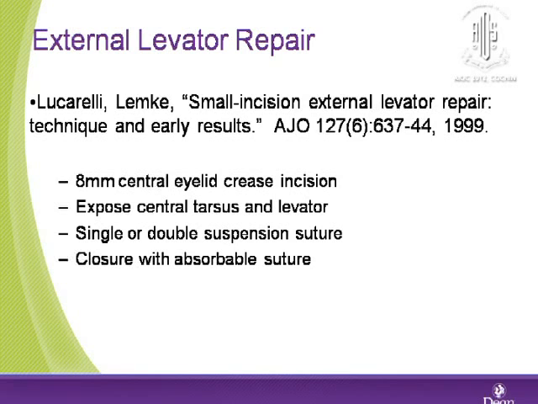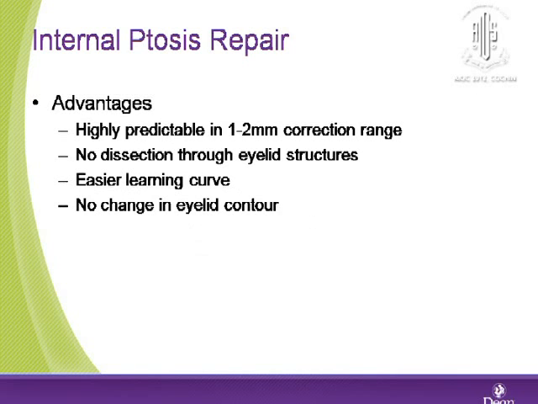But this technique can be particularly nice in people who have decreased orbicularis muscle function, and as a fellow, Dr. Goldberg is actually the person who taught me to be very vigilant for that. It can also be a great technique in people who have horizontally short palpebral fissures. The internal ptosis repair corrects up to 2, maybe 3 millimeters of ptosis. The learning curve is easier because you're not dissecting through as many eyelid structures.